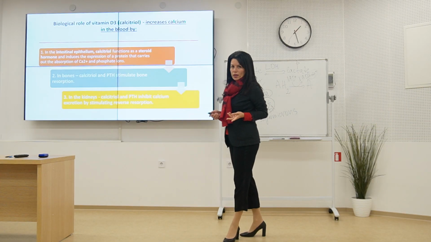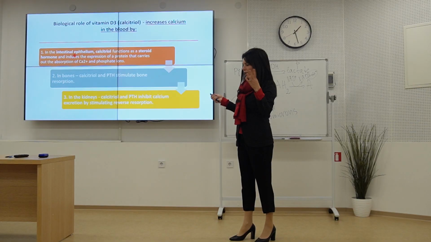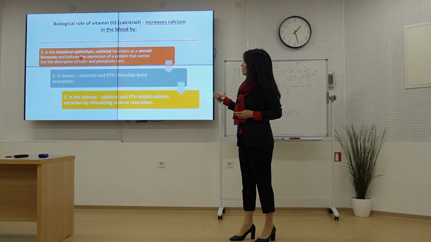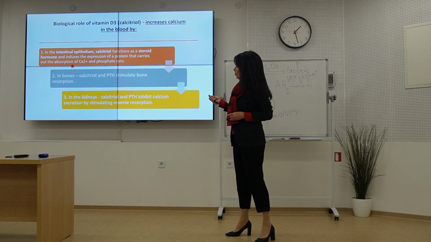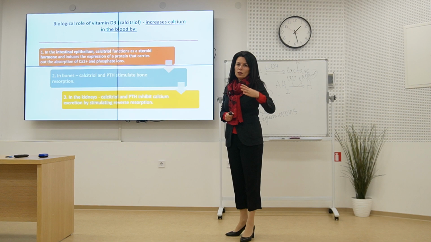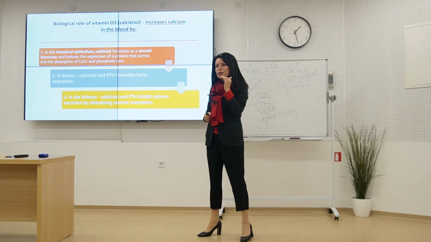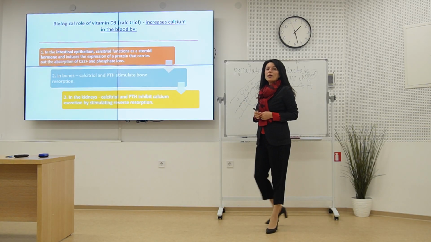The first way, this is the main action of D3 actually, is to increase the absorption of calcium in the small intestine. To increase the absorption of calcium in the small intestine, here, in the apical surface. This is the action of D3.